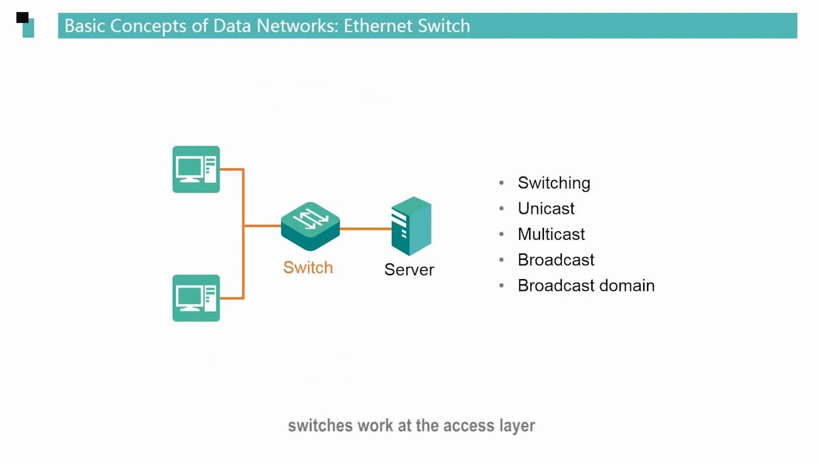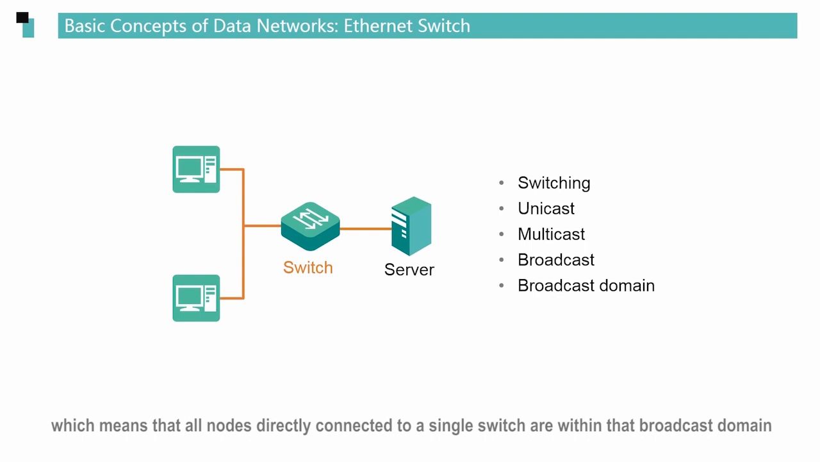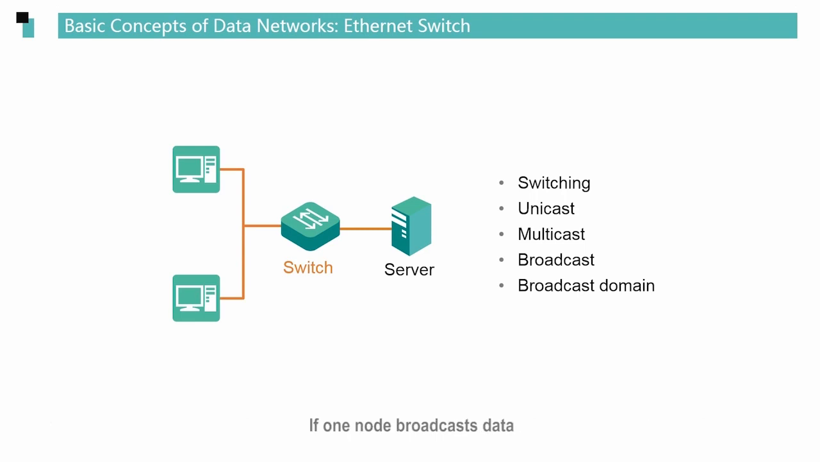To recap, switches work at the access layer. They allow terminals, servers, and other hosts to access the network. They carry out data frame switching and addressing. A single switch often corresponds to a single broadcast domain, which means that all nodes directly connected to a single switch are within that broadcast domain. If one node broadcasts data, all other nodes within the same broadcast domain will receive it.